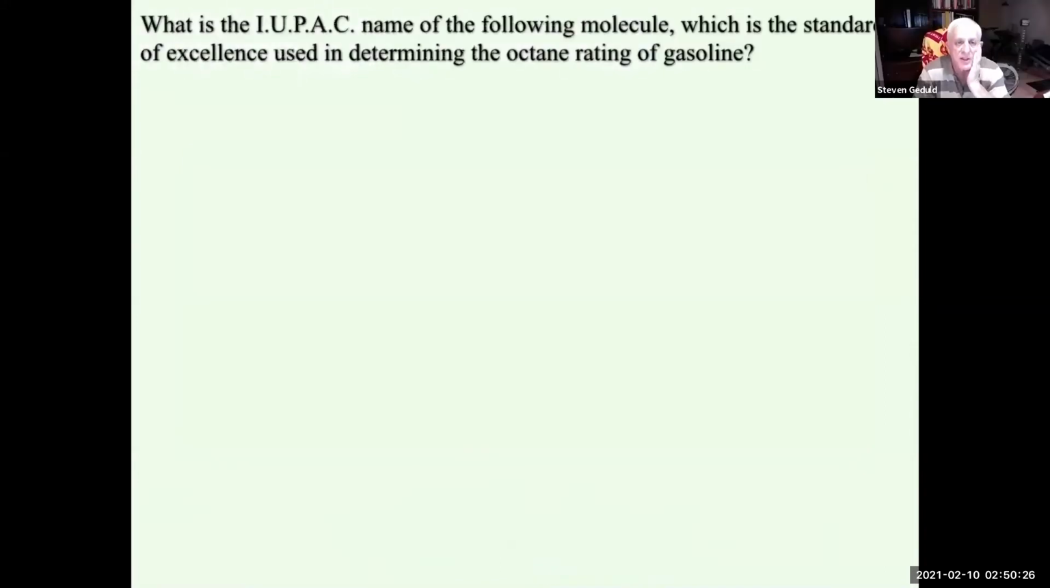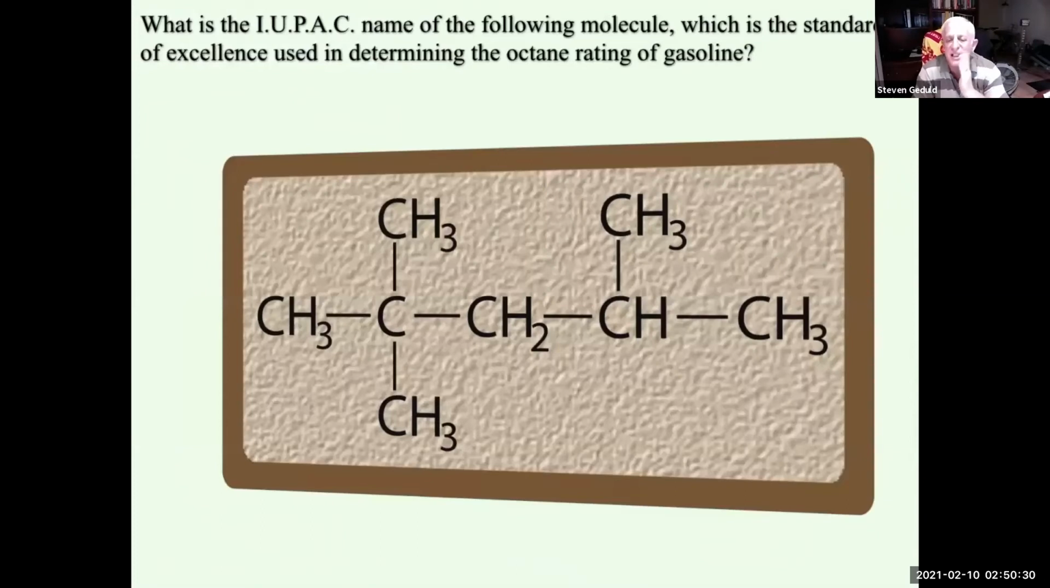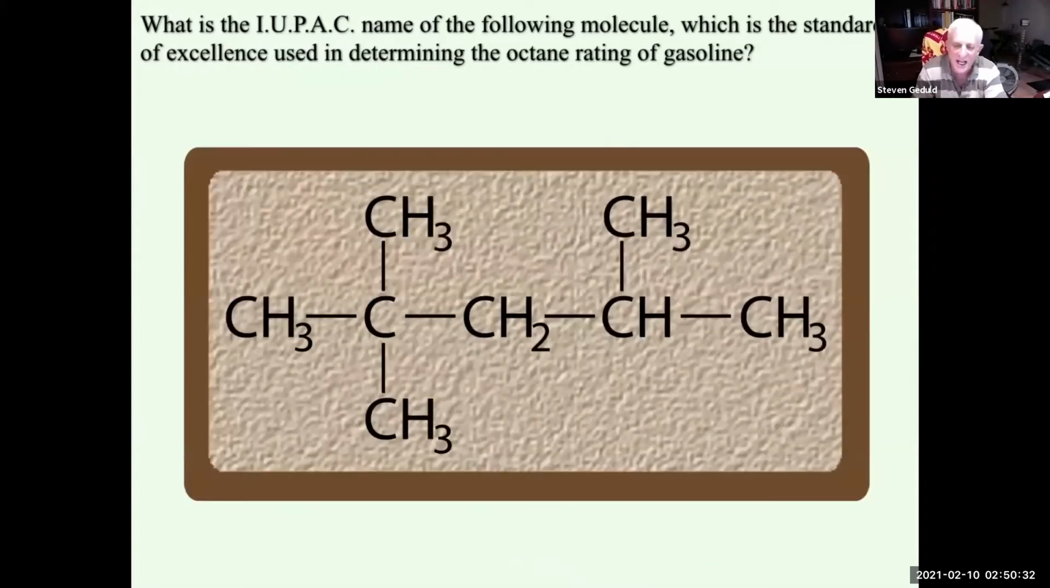All right. What is the IUPAC name of the following molecule? It's the standard of excellence used in determining the octane rating of gasoline. So when you get 98 or 93 or 94 octane, this is the molecule they're measuring at the gas pump. They're putting in a sensor and they're measuring this molecule. It determines your octane rating.